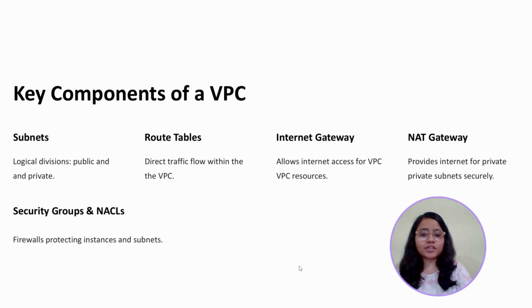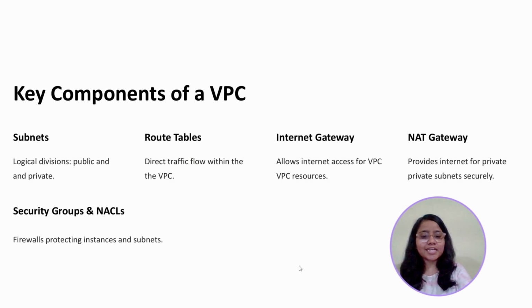Then second one is the route tables. These act like a GPS system for your network. Each subnet must be associated with a route table that determines how traffic flows, whether it stays inside the VPC, goes to another VPC, or exits to the internet. You can create custom route tables and associate them with specific subnets to manage the traffic flow precisely.